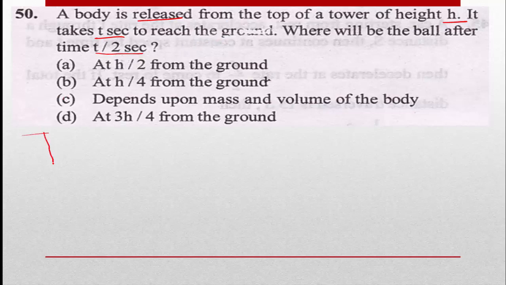Here, this is the top of the tower of height h. The body is released from this top, and it takes t seconds to reach the ground. Where will the ball be after t by 2 seconds?